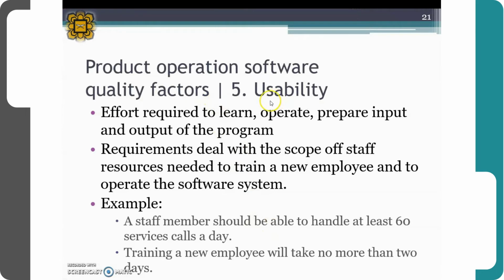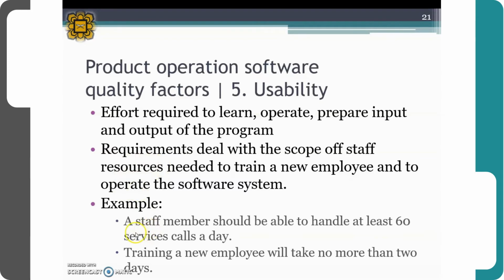The next one is usability. Usability is the effort required to learn, operate, prepare input and interpret output of the program. So it deals with the scope of staff resources needed to train new employees and to operate the new system. It is wrong to say that the system should be easy to use, because easy to use is not measurable. So how can you make it measurable?